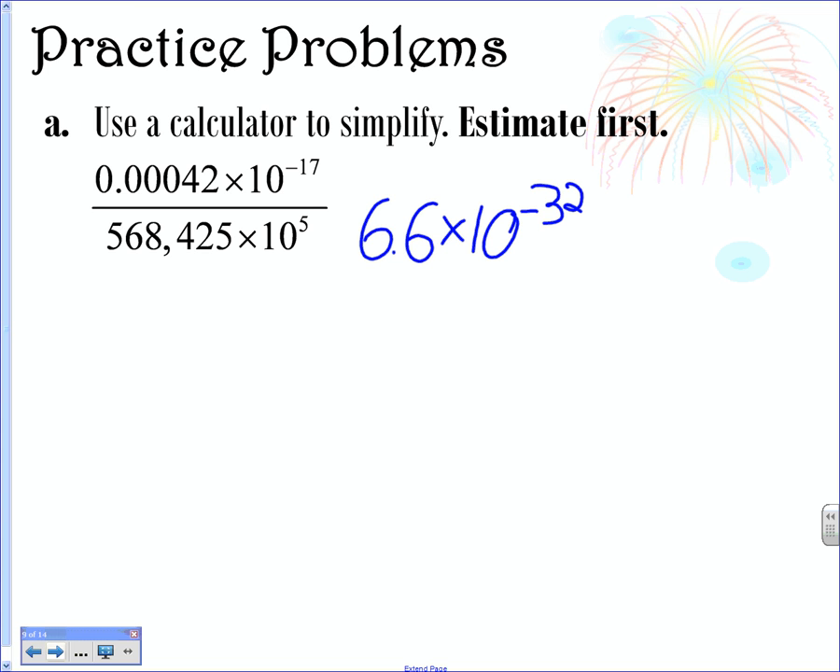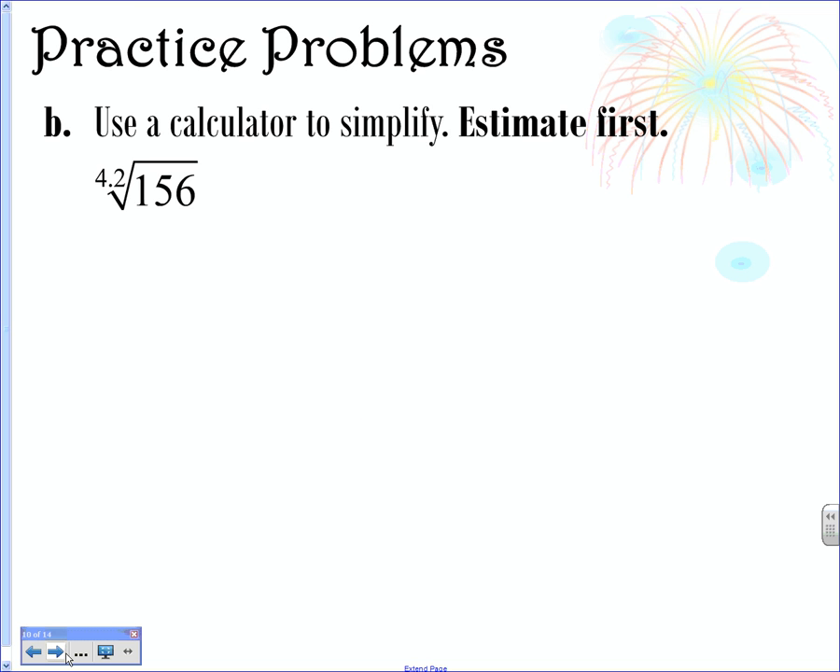What did y'all get? 7.3888 times 10 to the negative 32. So depending on what you rounded to would change your 7 point whatever. Yeah, I'm not so concerned about that. Alright, see if you can use a calculator to simplify this one. You don't have to estimate these. Yes, 4.2.